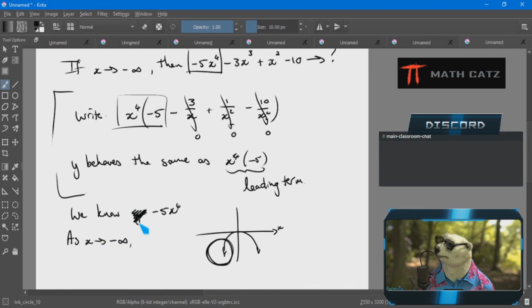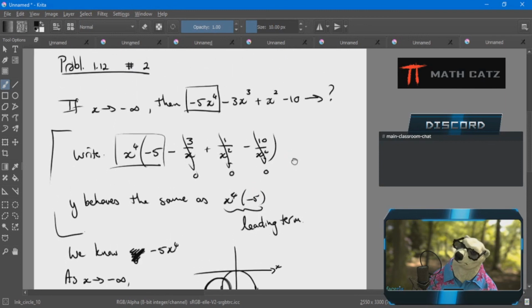I shouldn't call it y. -5x to the 4 approaches -infinity. Because it's a transformation of my basic graph, I can easily read it off. And my original polynomial behaves the same as this basic function. So therefore I can go up and say that this question mark in the original question has to be a -infinity. Because that is how the leading term behaves.